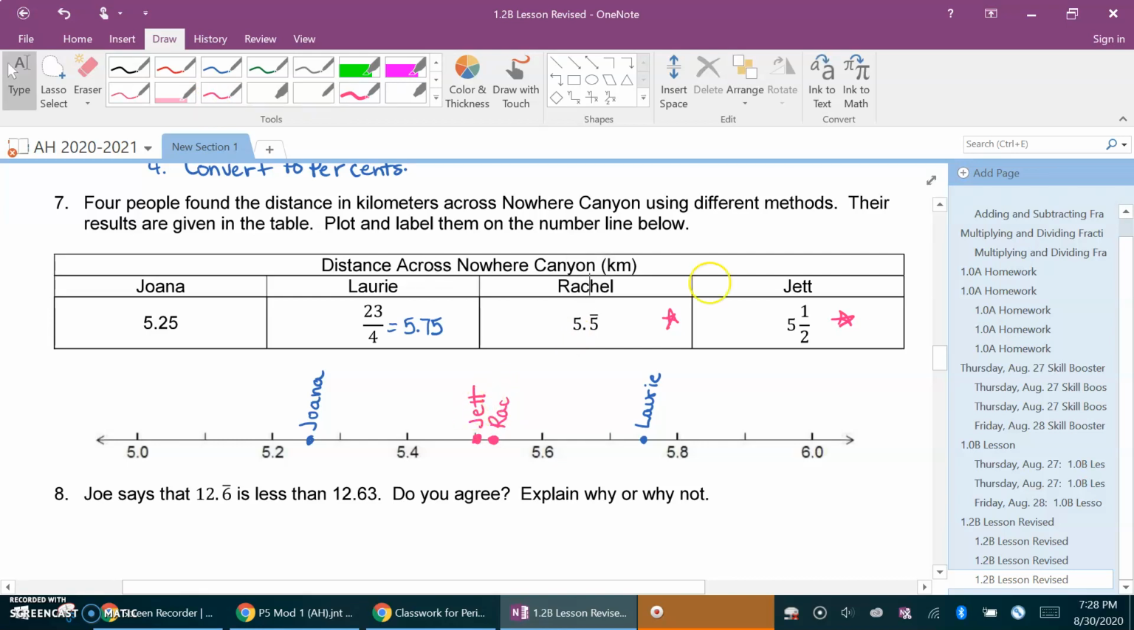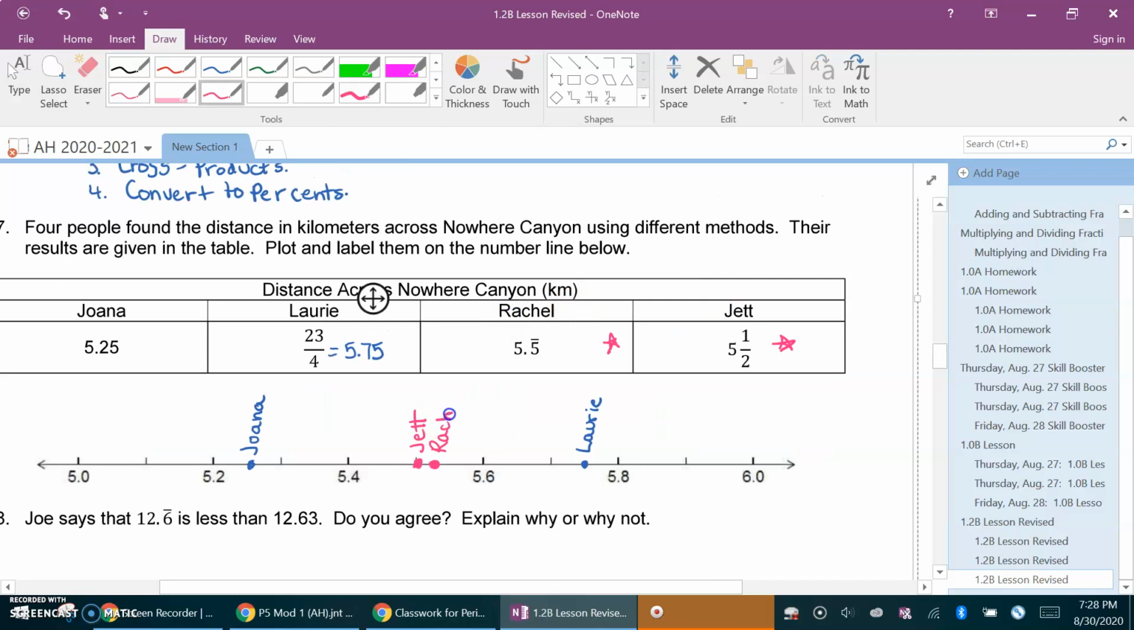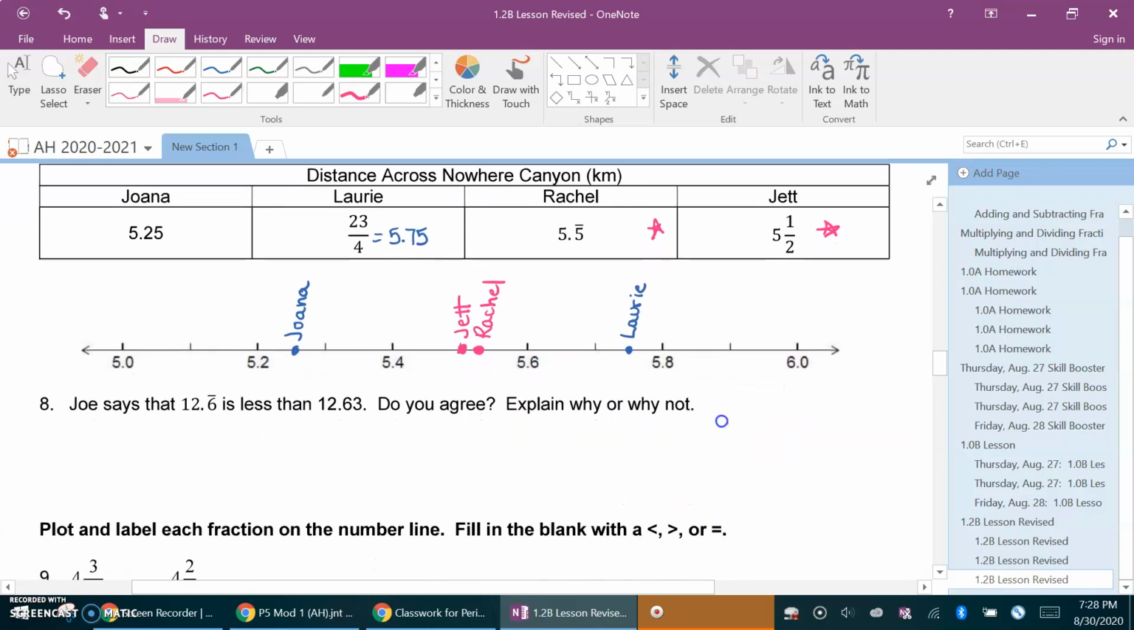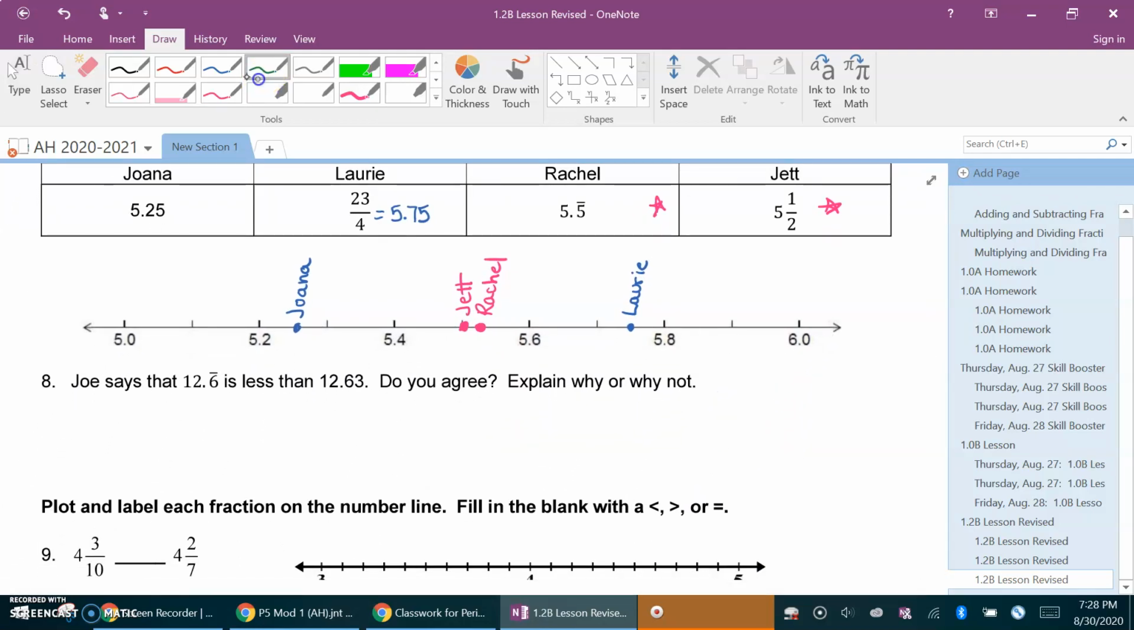And a way you can compare that, if you want to, is by taking the numbers and expanding them. And we're going to take a look at that on number 8. It says that Joe says that 12.6 repeating is less than 12.63. Do you agree? Explain why or why not. I would encourage you at this point to hit pause so that you can think about it on your own.